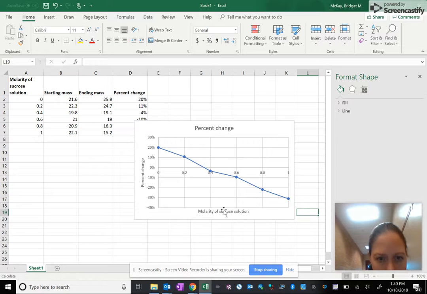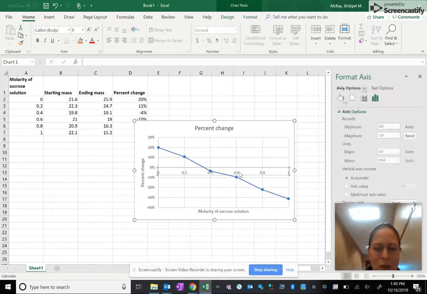Okay. So I can see on my graph that my percent change of my carrot had a positive 20% change in 0 molar sucrose. It had a negative 30% change in 1 molar sucrose. And I want to know, where does it have a 0% change? Because when there's a 0% change, that tells me that the water potential inside my carrot was the same as the water potential outside my carrot. And so I can find the water potential of the solution and then use that to find the water potential of my carrot.